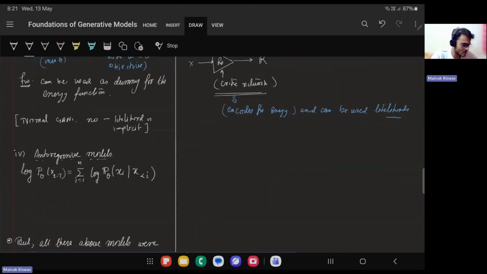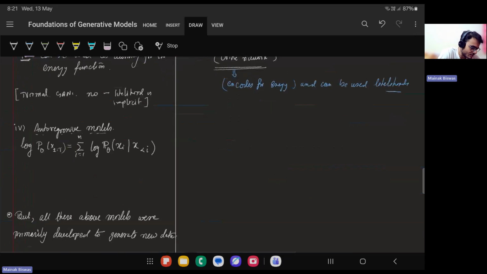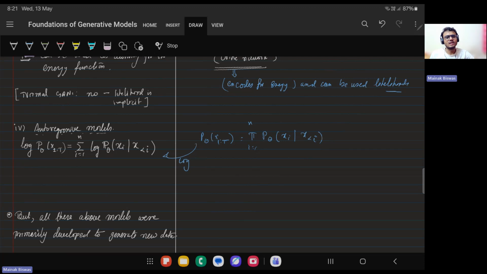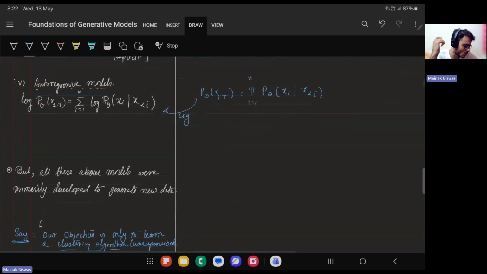And then in autoregressive models, this is the final list of models that we said. We said that the p theta of the total data distribution over time was given by the product of xi and all the history of the model. So if you take log on both sides, you'll get this log likelihood summation over all the likelihoods.